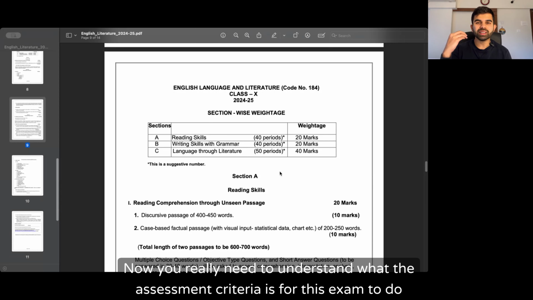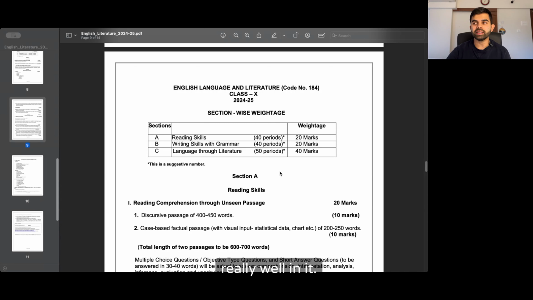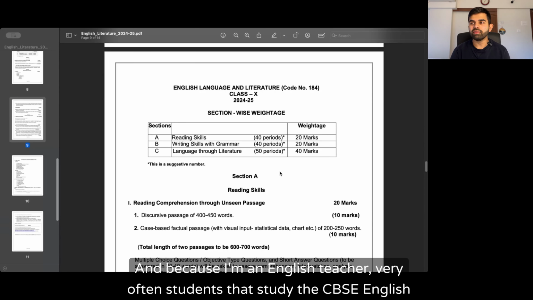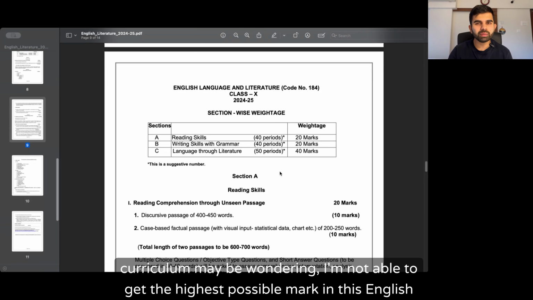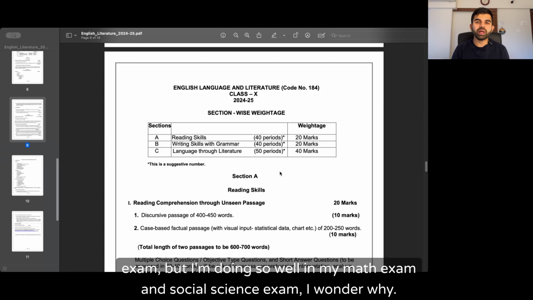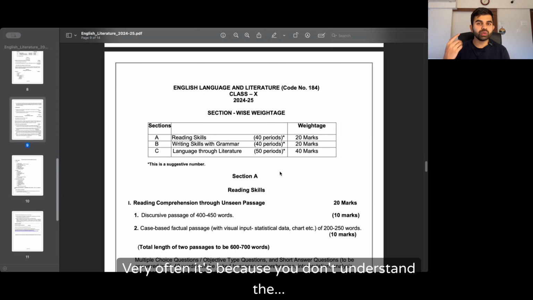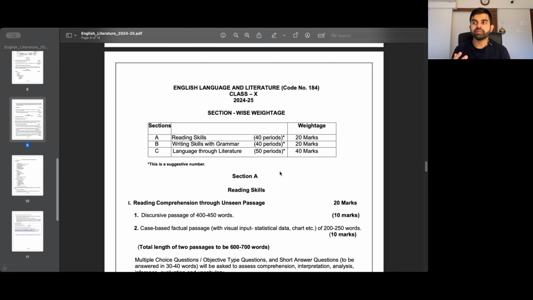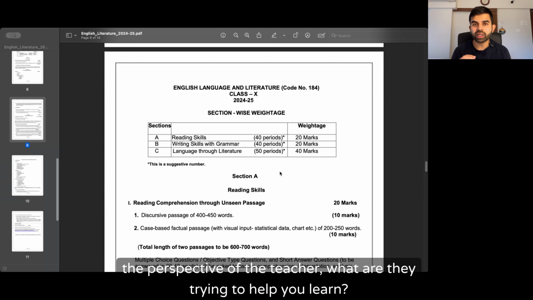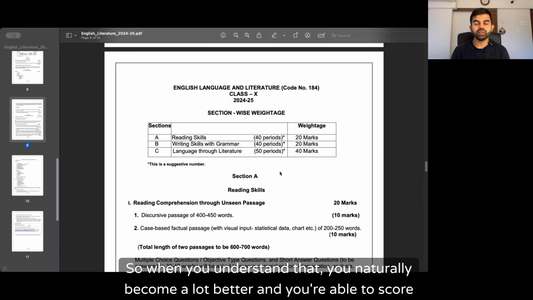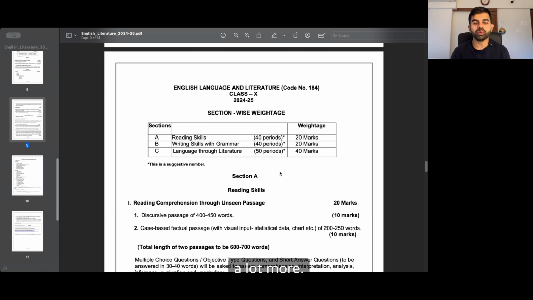Now, you really need to understand what the assessment criteria is for this exam to do really well in it. And because I'm an English teacher, very often students that study the CBSE English curriculum may be wondering, I'm not able to get the highest possible mark in this English exam, but I'm doing so well in my math exam and social science exam. I wonder why. Very often it's because you don't understand the perspective of the teacher. What are they trying to help you learn? So when you understand that, you naturally become a lot better and you're able to score a lot more.